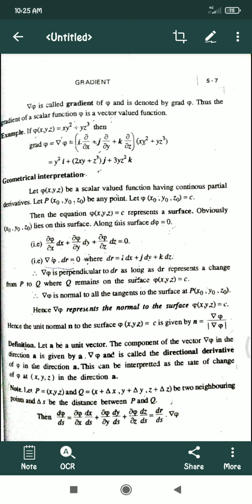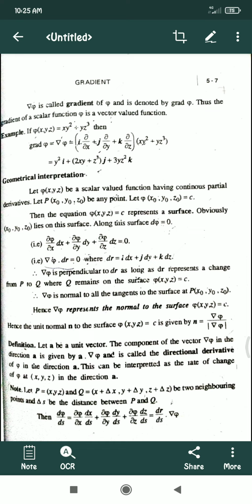So that is dou pi by dou x dx plus dou pi by dou y dy plus dou pi by dou z dz equal to 0. Here we can substitute the gradient value del pi, and we can have dou pi by dou x instead of dr. So dr, here dr is a displacement. Here dr is defined by i dx, j dy and k dz.